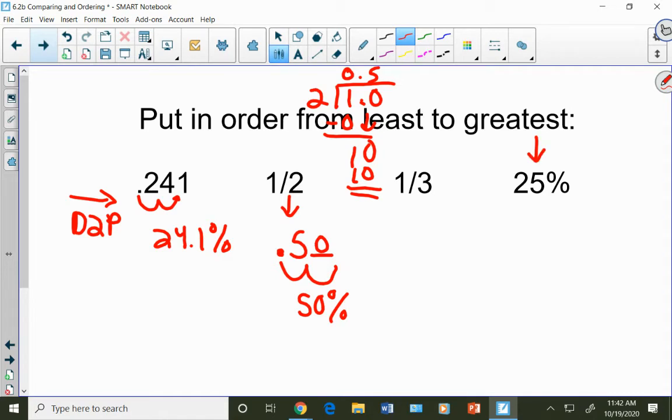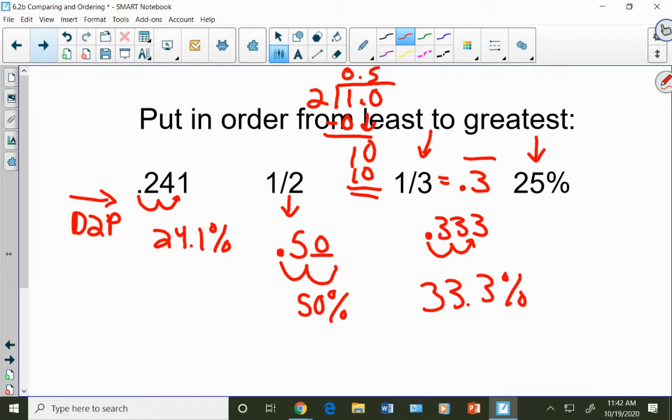So 1/3 is a repeating decimal. It's always 0.3 repeating. But to write it out, we will go 3 places, 0.333, and then move the decimal 2 places to the right, and that would be 33.3%. Now we could divide this just like we did 1/2. 3 can go outside, 1 can go inside. 3 zeros is the max we do.